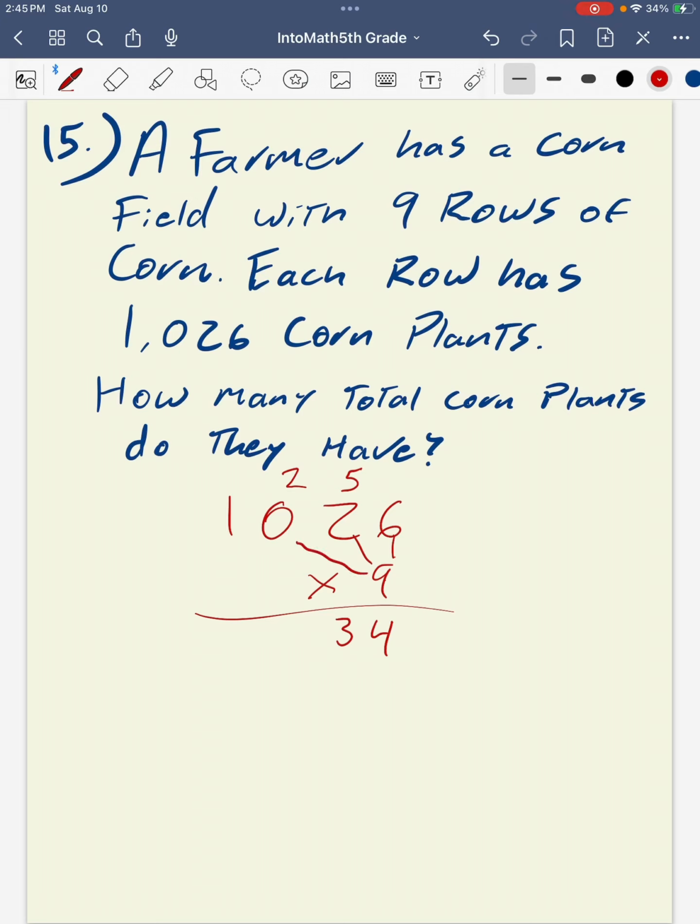I now multiply 9 times 0 hundreds, which gives me 0. I add in my 2 hundreds that I carried for a 2. Lastly, I multiply 9 times 1,000, which gives me a product of 9,234 corn plants.